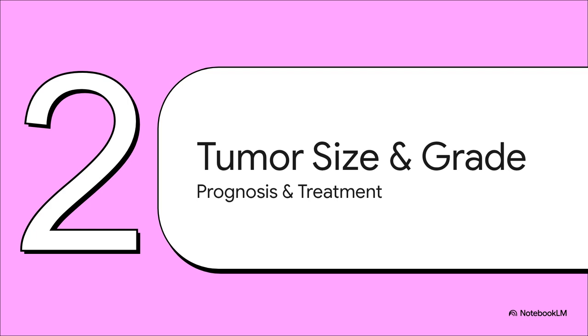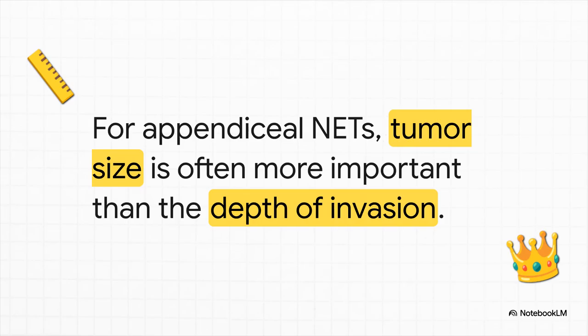Okay, so we've confirmed we have a well-differentiated NET. Perfect. Now we can zoom in on the two factors that are going to drive almost every clinical decision from here on out: the tumor's size and its histologic grade. Now here's something that's a little counterintuitive, right? In most GI cancers, we're obsessed with how deep the tumor has invaded, the T stage. But for appendiceal NETs, size is king. Seriously, the entire staging system is built around it. That means getting a super accurate measurement is absolutely positively crucial.